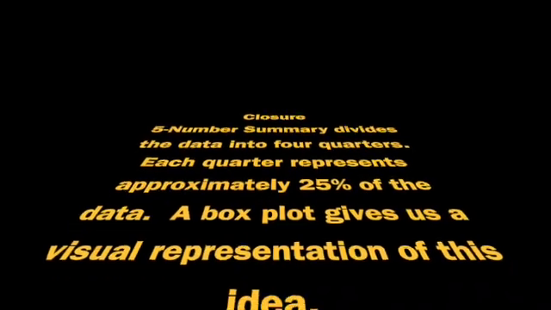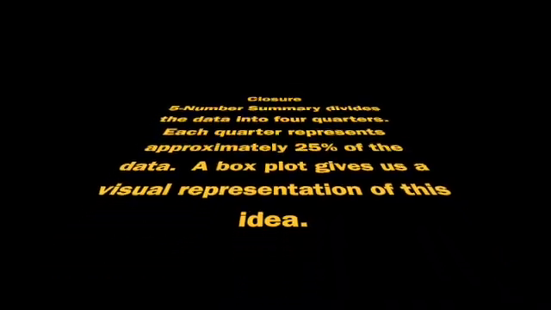A box plot gives us a visual representation of this idea. If you came away with anything else, write that down now.